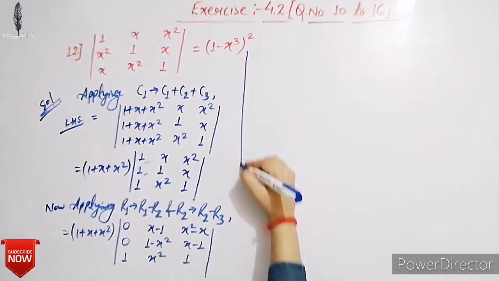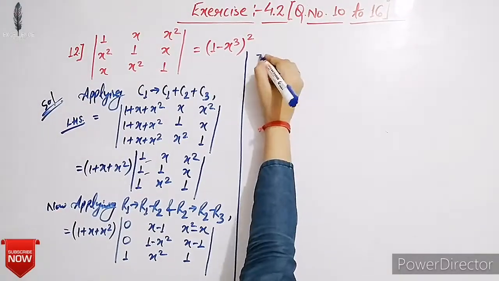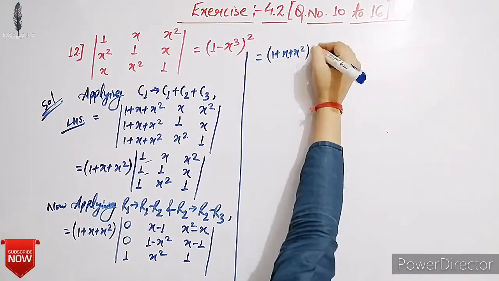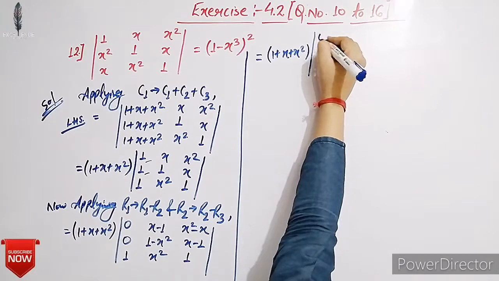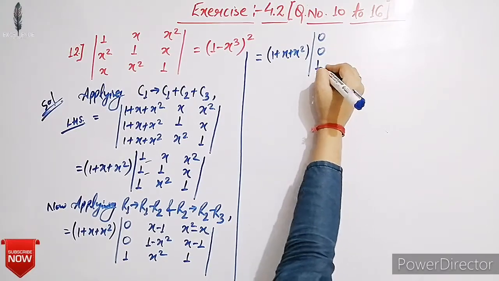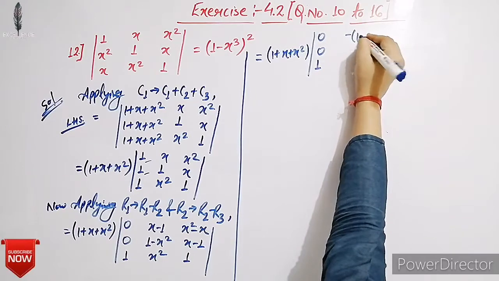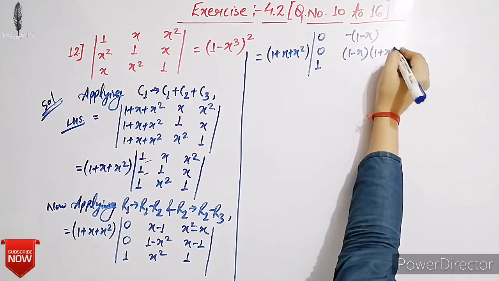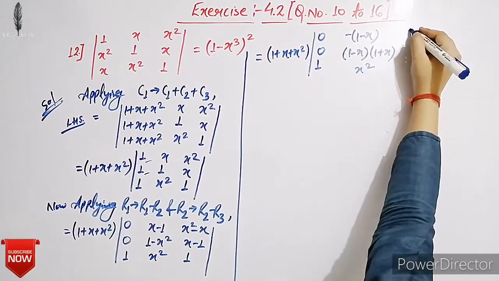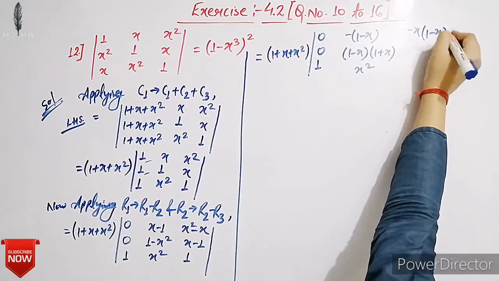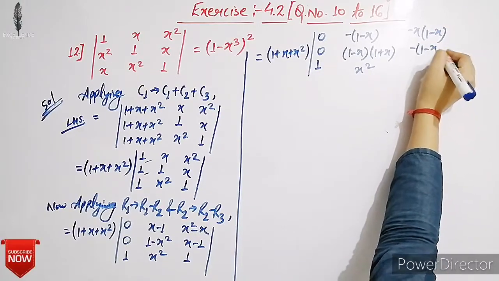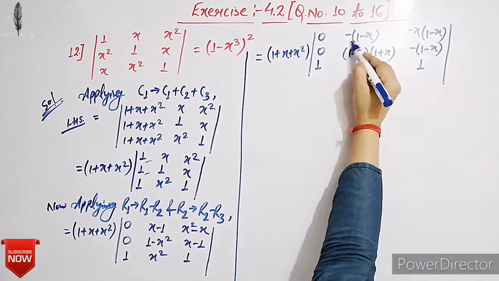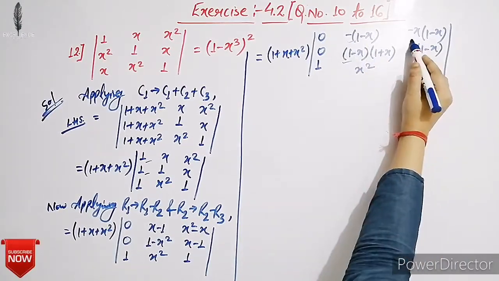Now it can be written as 1 plus x square into, here 0, 0, 1, and in C2 it is minus 1 minus x, here 1 minus x, 1 plus x, using identity. And here x square, here minus x common, so we get 1 minus x, here minus 1 minus x, and here 1. Now taking 1 minus x common from R1 and R2.